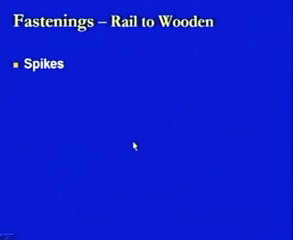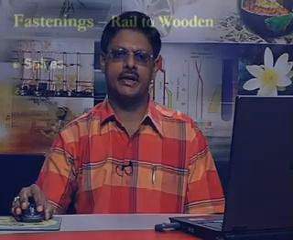Now, we come to another category of connectivities, that is between rails and sleepers. In the case of rails and sleepers, the previous type of sleepers which have been in use are wooden sleepers, and still there are some sections where wooden sleepers are in use. So, we have to look at those fastenings which have been used to connect the wooden sleepers and the rails. And the first connectivity of importance is a spike.